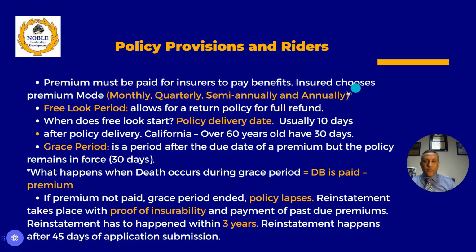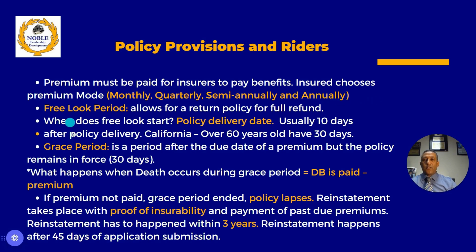And then of all these four, the higher the frequency, which is the monthly, is the more expensive. The least frequency is the annually, which is least expensive. So more expensive on the monthly, less expensive on the annually, right?